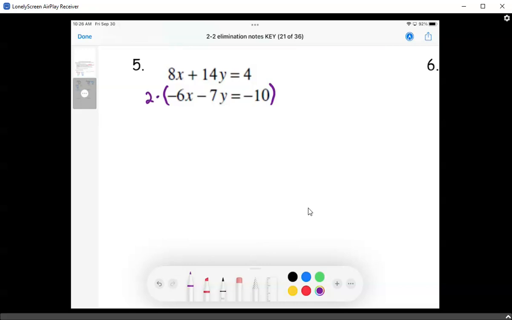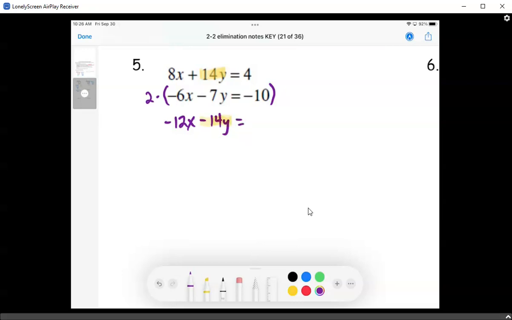And look at what happens. Instead of negative 6x, we get negative 12x. Instead of minus 7y, we get minus 14y. What that does is it creates opposite terms right here and right here. When we multiply the whole entire thing times 2, it created opposite terms in the y's.